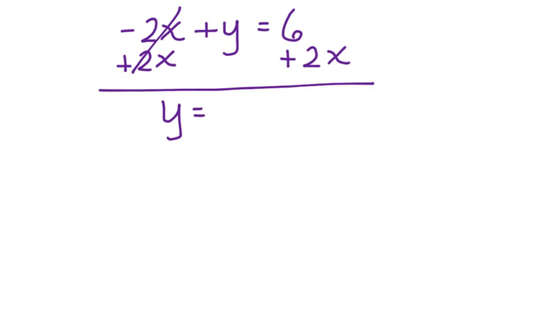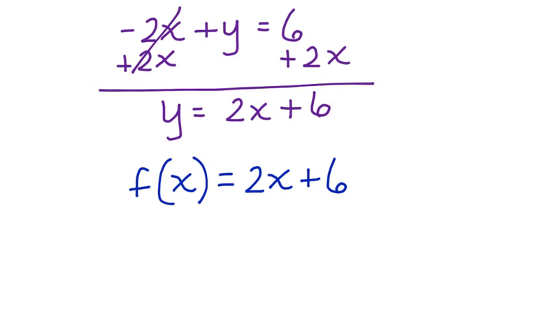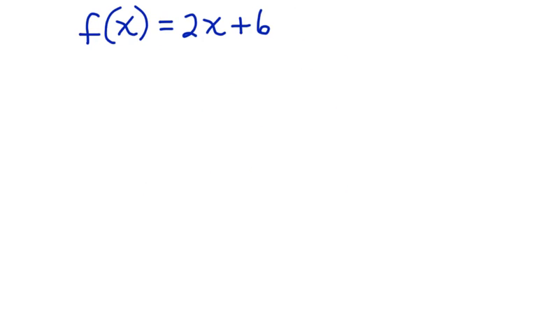y equals 2x plus 6. Now we have our equation in the form y equals mx plus b. Let's change it to function notation. f(x) equals 2x plus 6. Now we can actually figure out the slope and the y-intercept and then graph this equation. Again, our slope is 2 and our y-intercept is a positive 6.